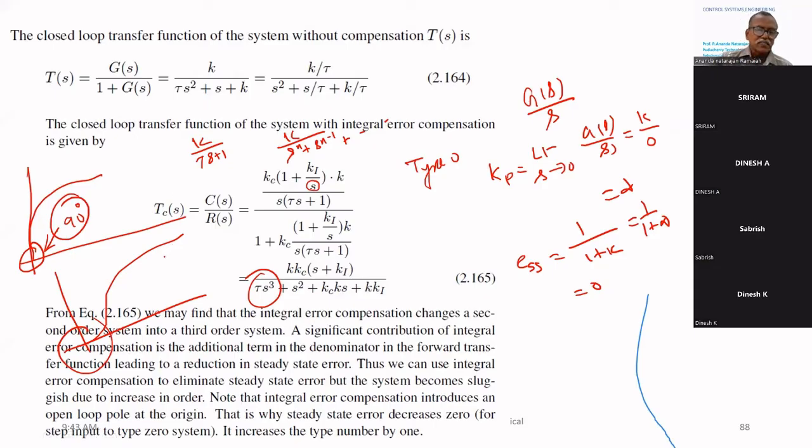As order increases, there will be a delay. This is called the nth order lag. As order increases, there will be a delay in output. Nth order lag will be there. So initially it is a second order system. Now it becomes a third order system, which means as order increases, the system becomes sluggish. Pole compensation or integral error compensation. This is called integral error compensation.